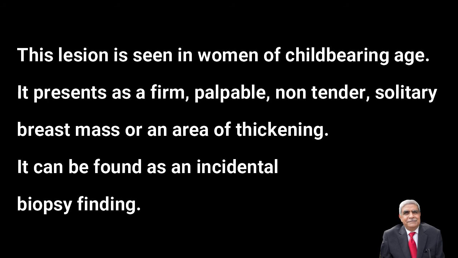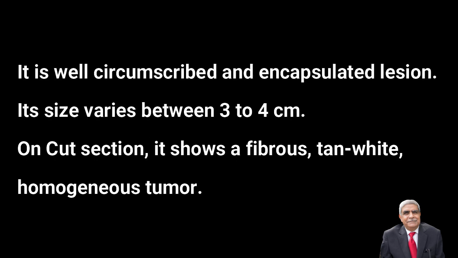Pseudoangiomatous stromal hyperplasia. This lesion is seen in women of childbearing age. It presents as a firm, palpable, non-tender, solitary breast mass or an area of thickening. It can be found as an incidental biopsy finding. Gross appearances: it is a well circumscribed and encapsulated lesion. Its size varies between 3 to 4 centimeters. On cut section, it shows a fibrous, tan-white, homogeneous tumor.